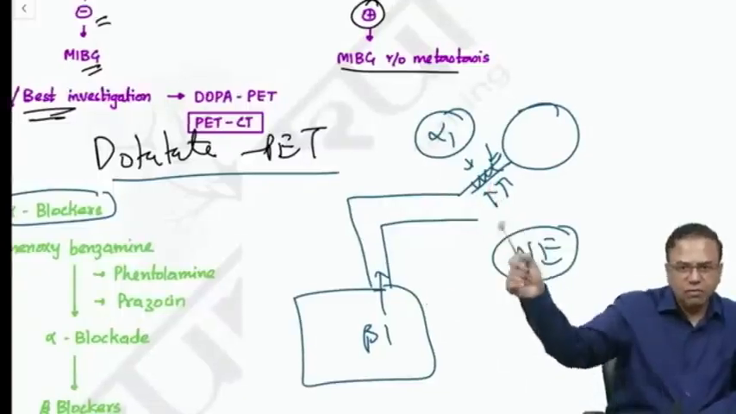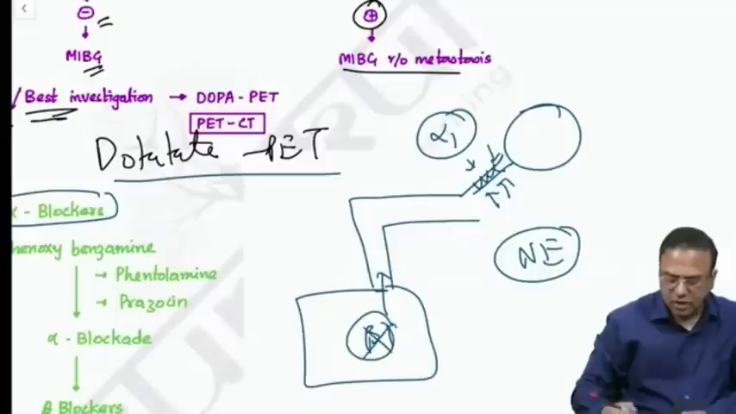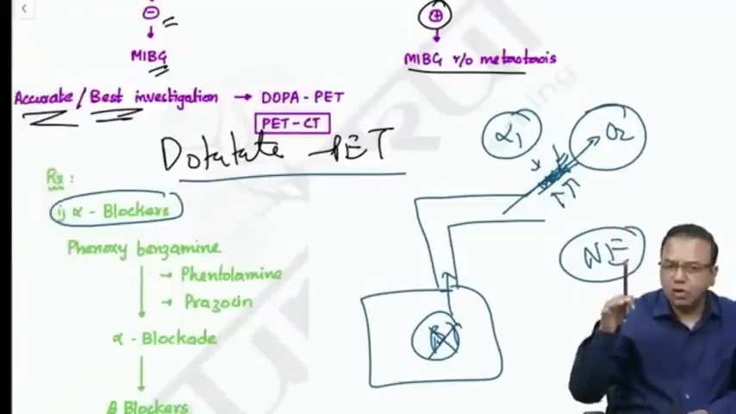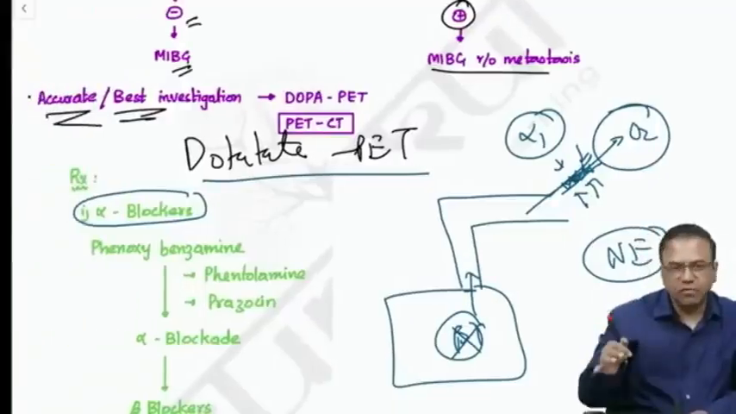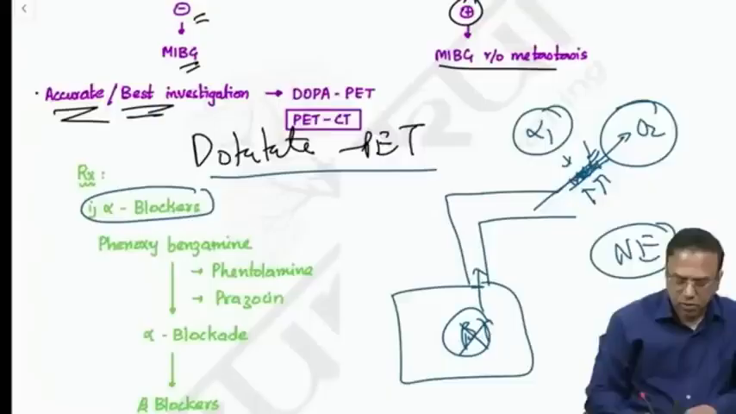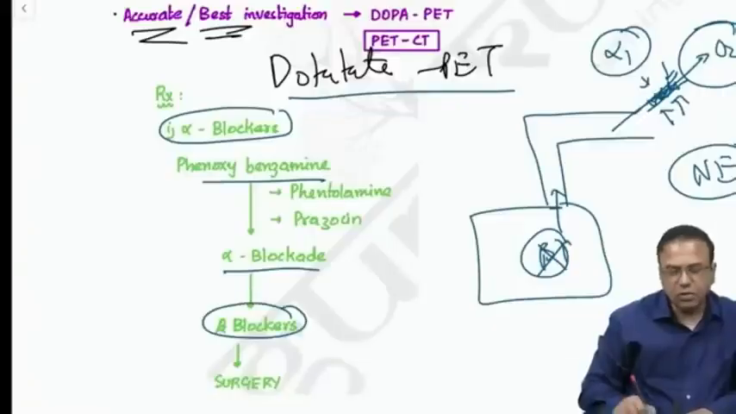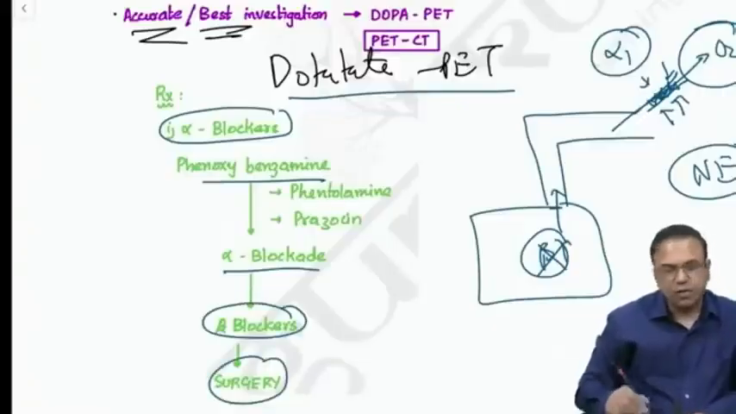But if you give a beta blocker first and you take away the effort of the heart, then through the constricted vessel, the organ perfusion will collapse. If that happens, the patient will actually worsen. So what you are not allowed to do in a pheo is give beta blocker alone. What you can start with is an alpha blocker. So we give phenoxybenzamine. Once the alpha blocker is successful, then only give a beta blocker. And then go for surgery.